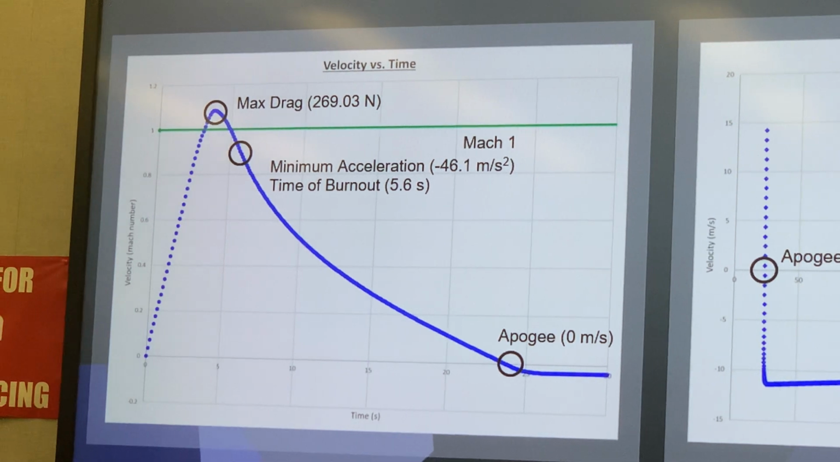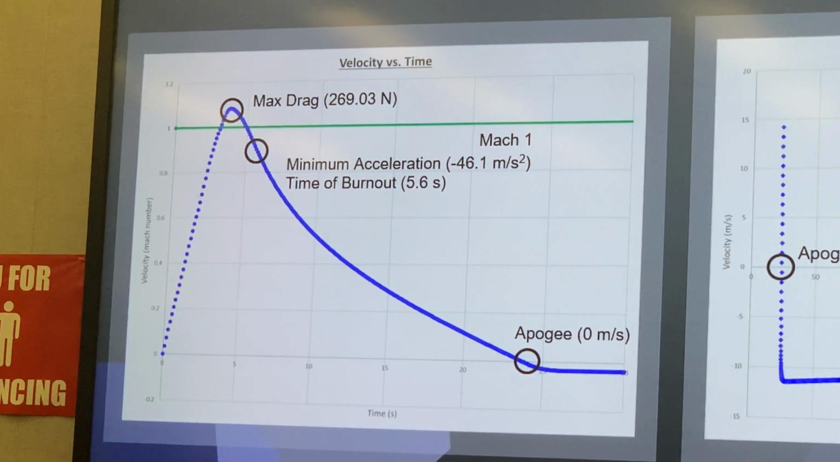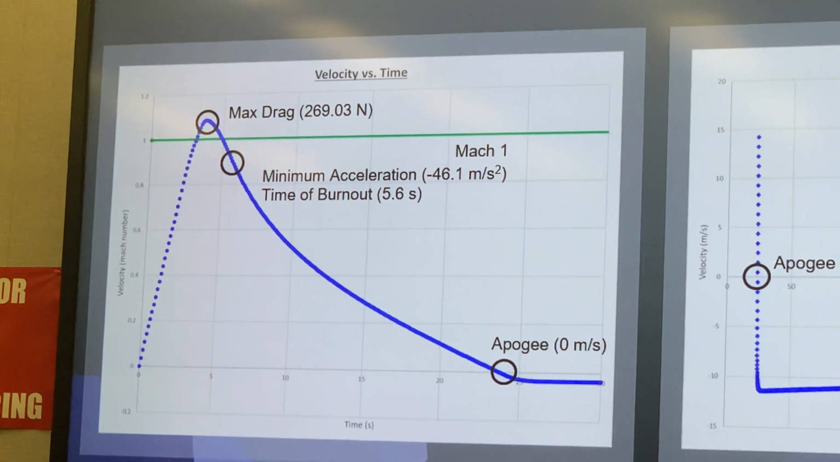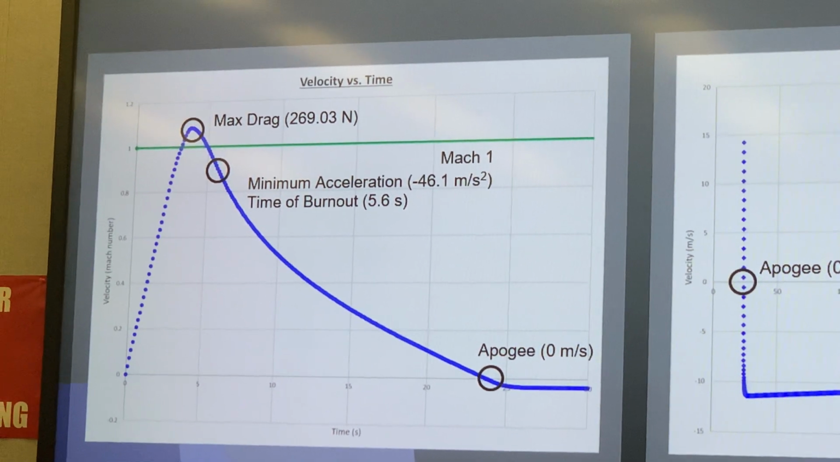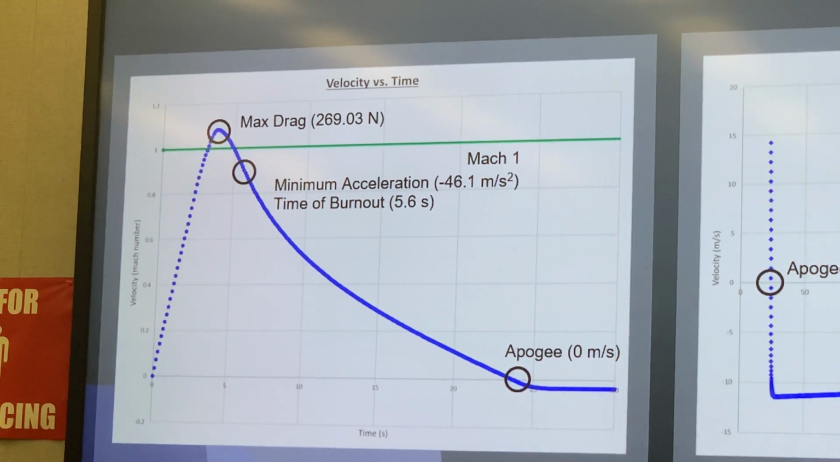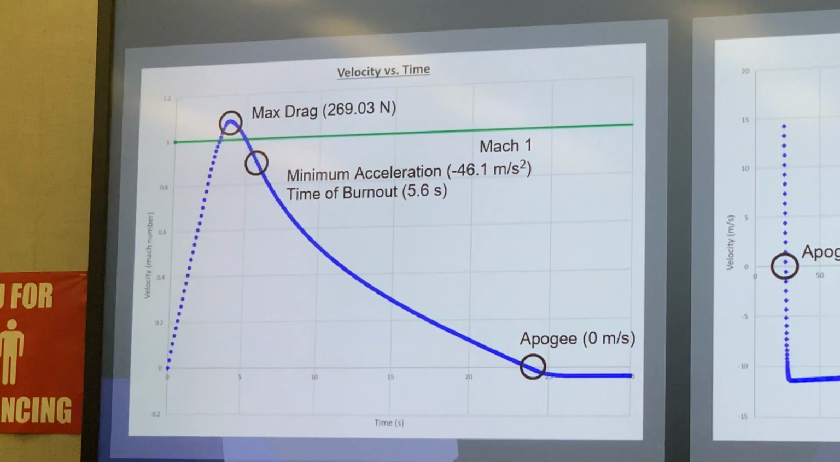And then we can reach an inflection point right here, which we can see is the point of minimum acceleration. And that also shows us that's the time of burnout. And then the rocket begins to transition into its coasting ascent until we get right there where the velocity equals 0, emphasizing that that is the point at which we reach apogee.